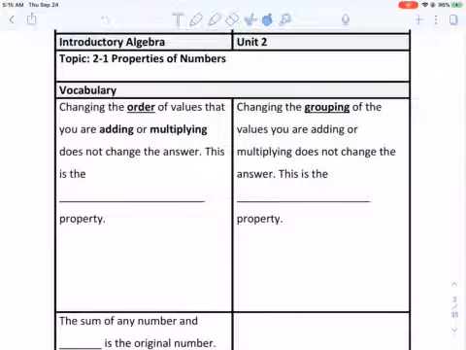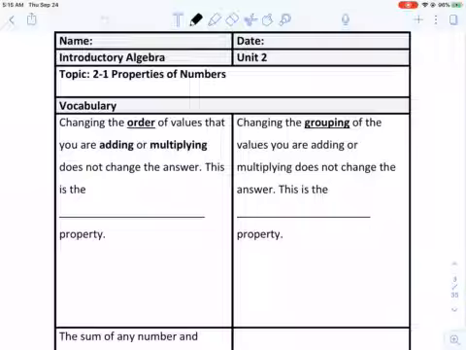So we're starting a new chapter because we just took a test. This is properties of numbers. Something to know is that when you change the order of values that you are adding or multiplying, but it does not change the answer, this is the commutative property.